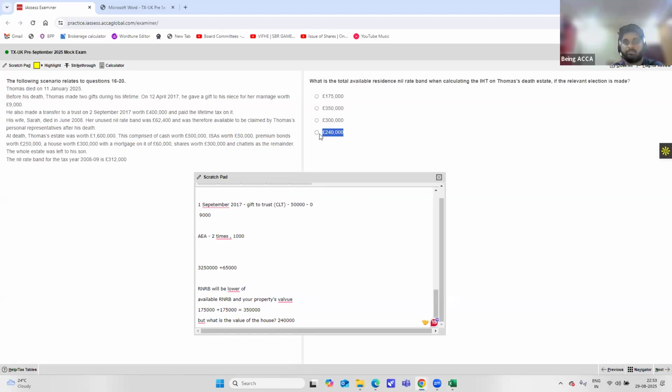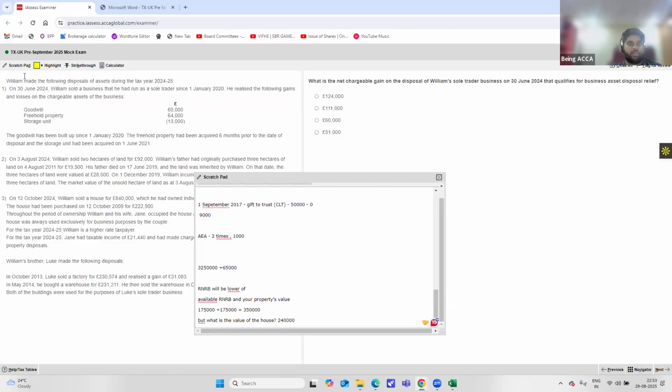All right. Yes, that's exactly what we've calculated. It will be the lower of the RNRB available and your property's value. Is this one clear, guys? With this, we have finished the first question of section B as well. So let's move on to the second question. Any doubts until here? What about the rest? Any doubts so far? Everything is clear? Okay. Let's move on to the next question.